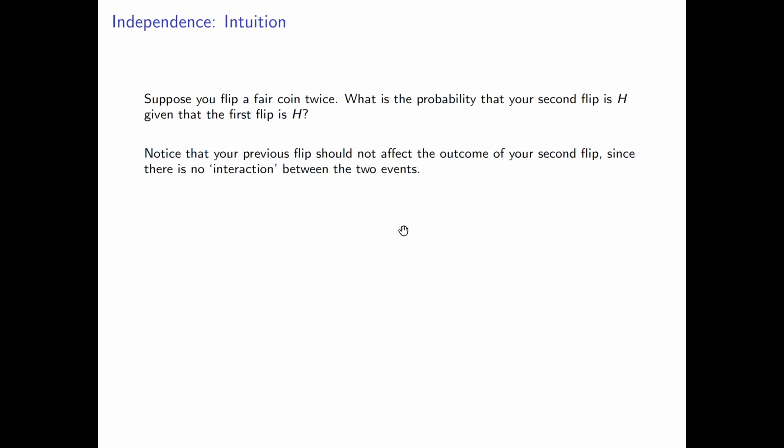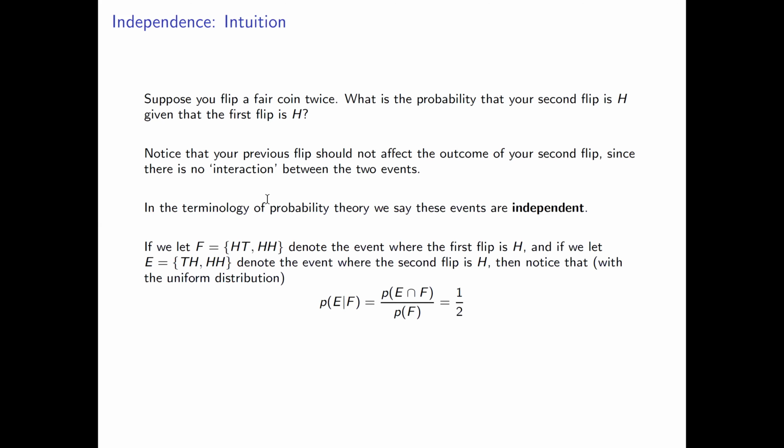And so the idea of what's going on is, well, there's no interaction between your first flip and your second flip, and so they're somehow independent of one another. And so this is what this notion of independence is related to. Right, and here's a more formal model of the same problem.